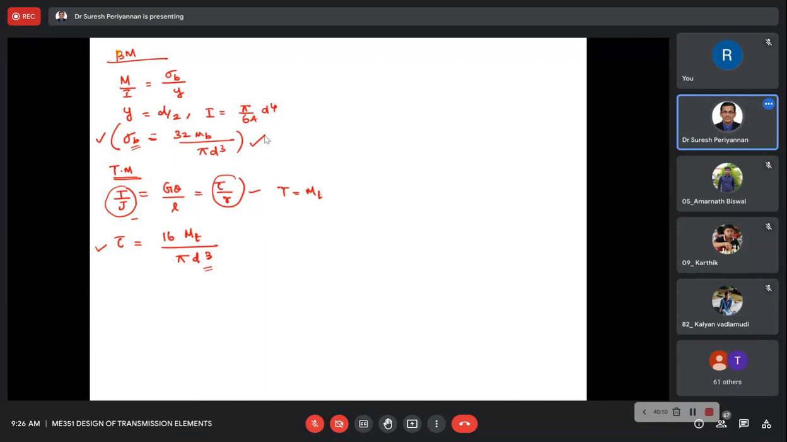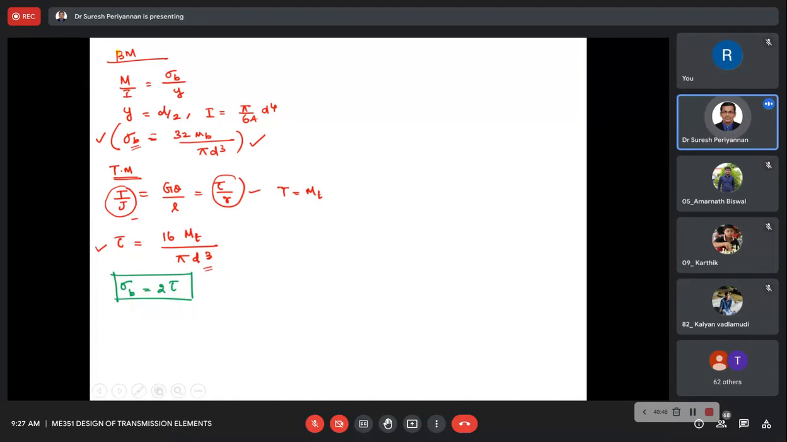Now you may expect this type of objective question: what is sigma b in this case? Sigma b is equal to 2 times tau. When we are considering both bending moment and twisting moment acting on the material, identical material, the bending stress sigma b is twice the shear stress.